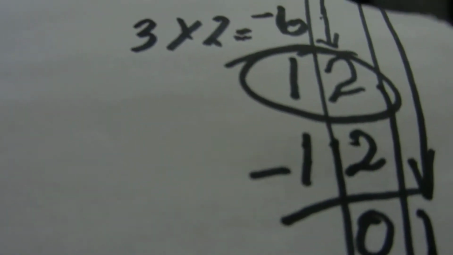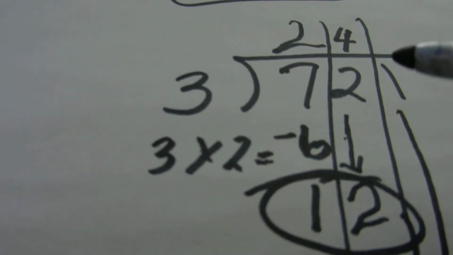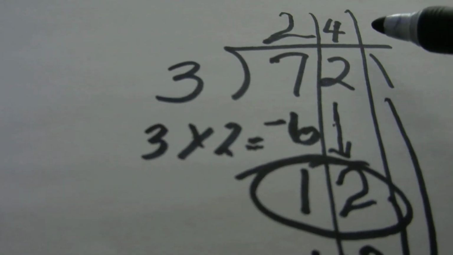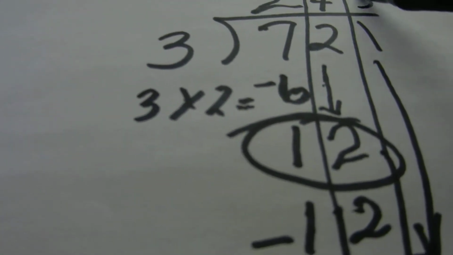Okay, bring down my next number, which is a 1. So now, 3 goes into 1. How many times? Well, it won't fit. No times will it go. So I'm going to put my 0 there. I'm going to multiply 3 times 0 equals 0. Because if you give you nothing 3 times, you have nothing. I'm going to subtract. 1 take away nothing is 1.